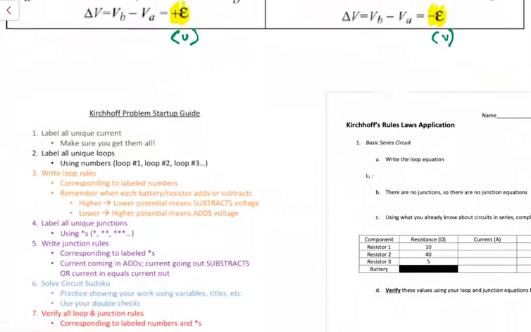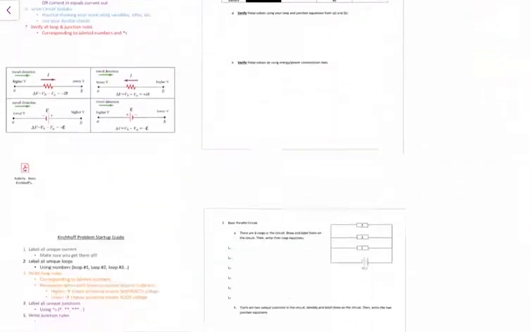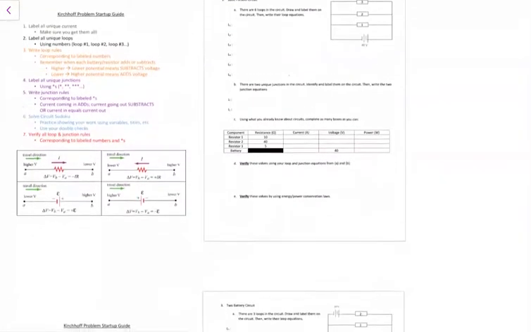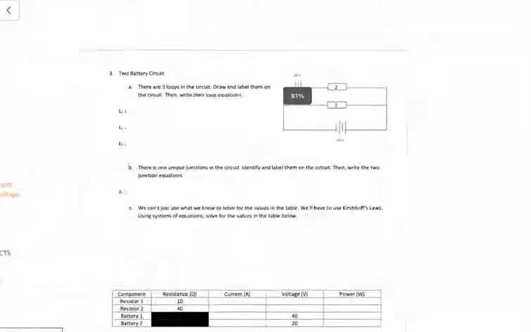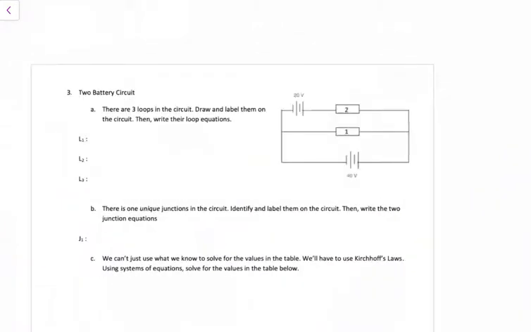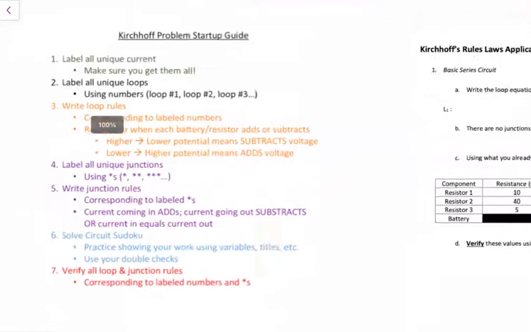Okay, so I've got 3 examples. We're going to do a series circuit, a parallel circuit, and we're going to do all the loops for it. And then we're going to do one that is a little bit harder. It's a parallel circuit, but I've added a battery in there. So we have this startup guide.